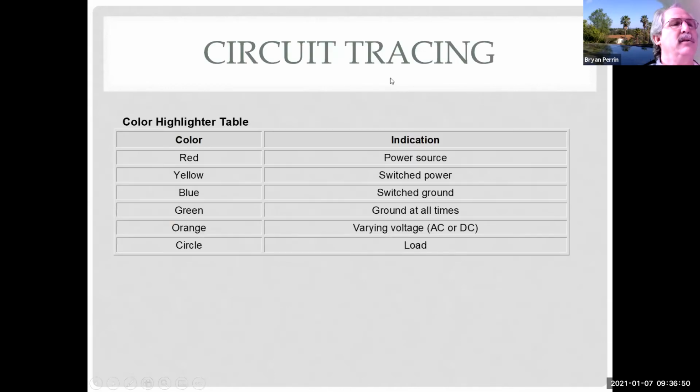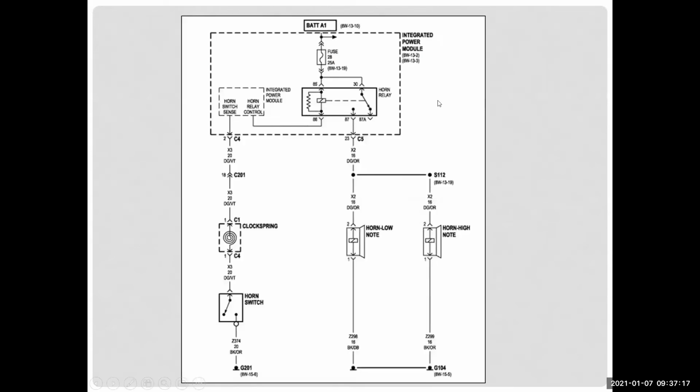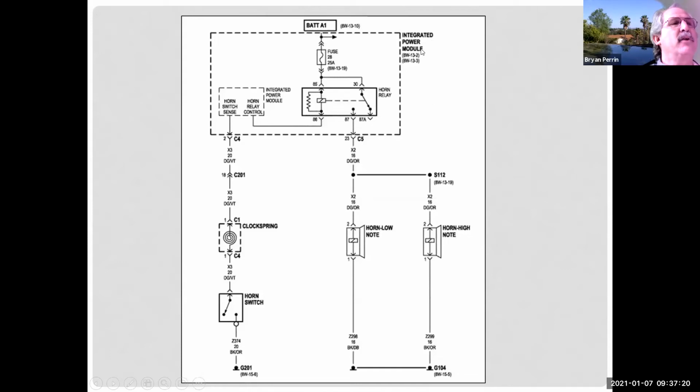So circuit tracing. I have some exercises here. Normally we use highlighters, and I missed being in class because normally you guys get to color today. But I have a red wire, which is a power source. Yellow is going to be a switched power. Blue is a switched ground. Green is ground at all times. Orange would be varying voltage. And I can circle the load. So I have a picture here, and this is a horn circuit. I have an integrated power module, and I have a horn relay, and I have some circuitry inside the integrated power module. And I have two horns. So here's a parallel circuit.